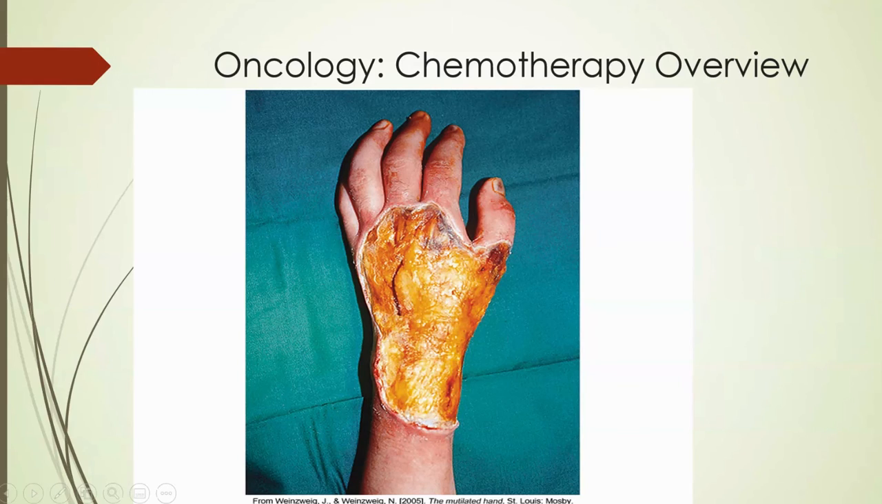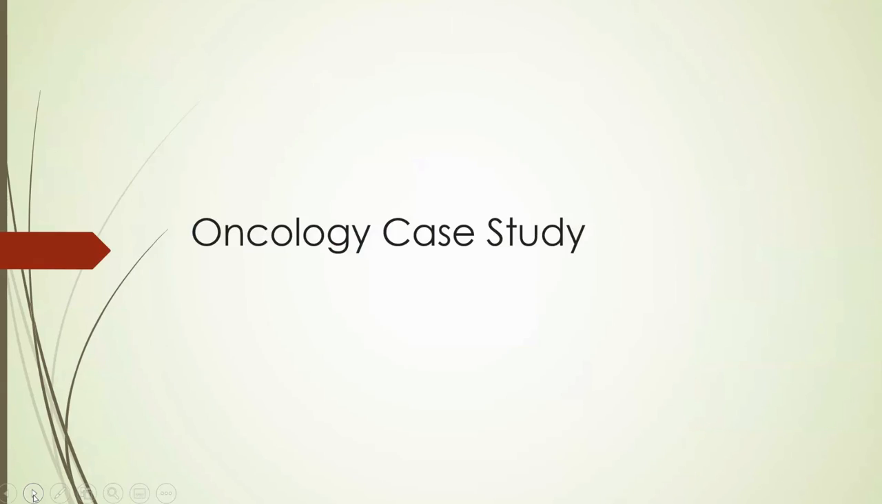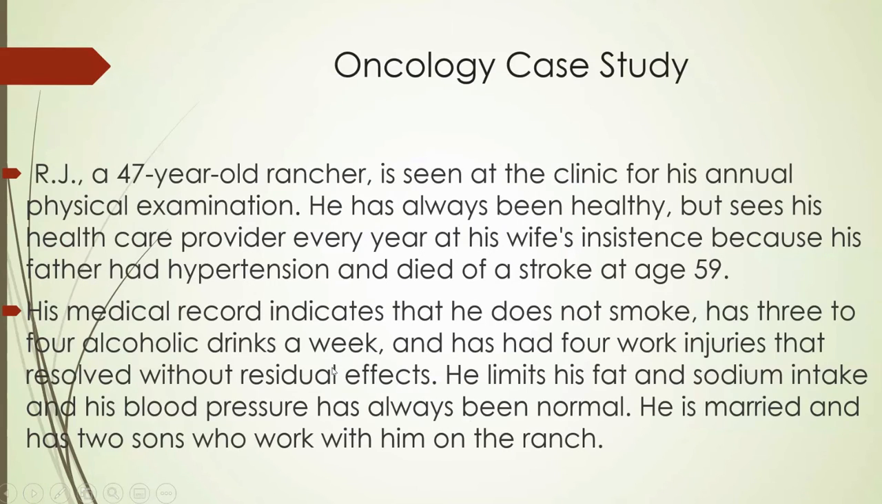So I want to look at the oncology case study here. This deals with RJ, who is a 47-year-old rancher who comes in for his annual exam. He's always been healthy, but comes in at his wife's insistence because his father had hypertension and died of a stroke at 59. His medical record indicates he does not smoke, has 3 to 4 alcoholic drinks a week, and has had 4 work injuries that resolved without any residual effects. He limits his fat and sodium intake, and his blood pressure has been normal. He's married and has 2 sons who work with him on the ranch.